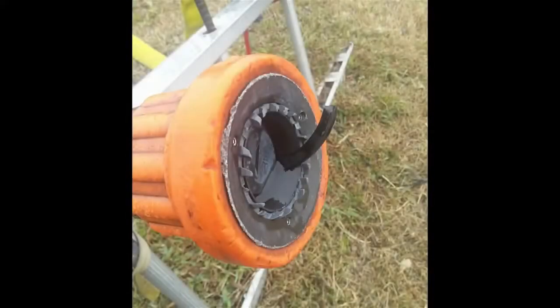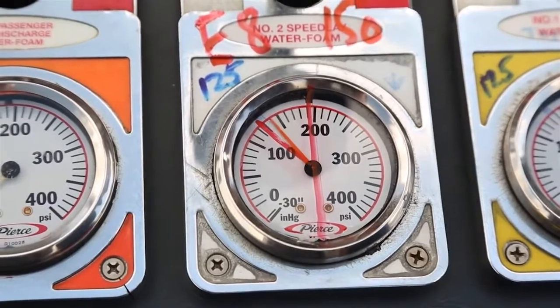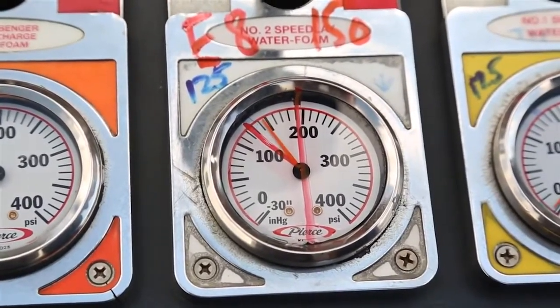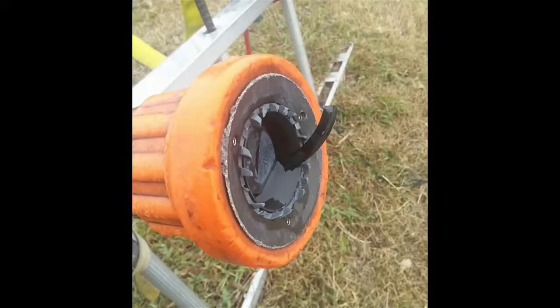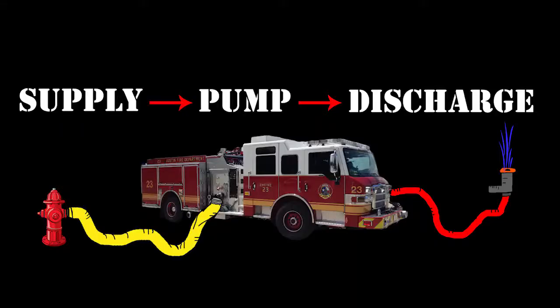We'll end the presentation with a couple of photos. This picture is from a multiple handline skills test. During the evolution, the pump operator noticed an unintended increase in discharge pressure. After walking the line for kinks, he noticed that the flow from the attack line was reduced and the shape of the stream was distorted. Inside the fog nozzle was a rubber gasket. This was a potentially serious problem that was quickly mitigated because of supply, pump, discharge progression.